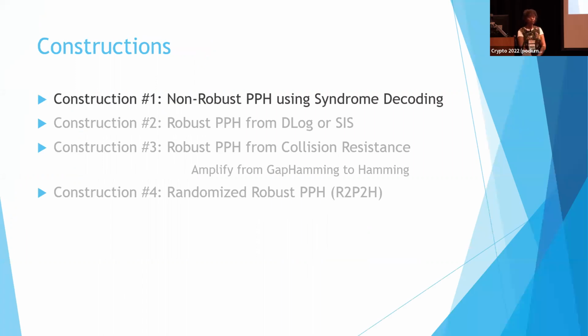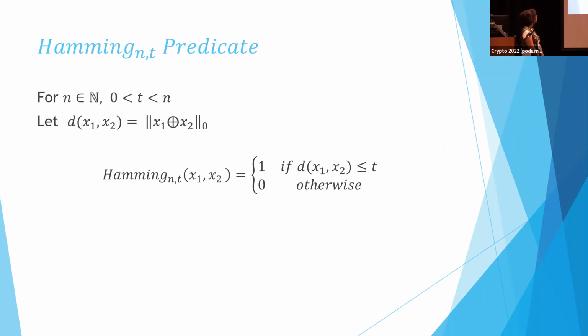Okay, so let's move on into our first construction, which is again a non-robust construction for the Hamming predicate that uses syndrome decoding. Let's remind ourselves of Hamming. We have this distance between x1 and x2, which is equal to the Hamming weight of x1 minus x2. And Hamming is equal to 1 if that distance is less than or equal to t, and 0 otherwise. We will also be utilizing a universal hash function for this construction of the form h of x is equal to A times x for some matrix A over Z2.